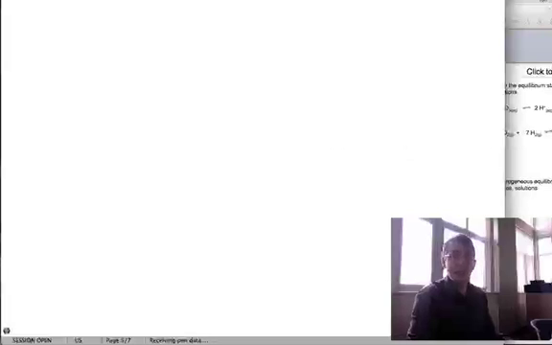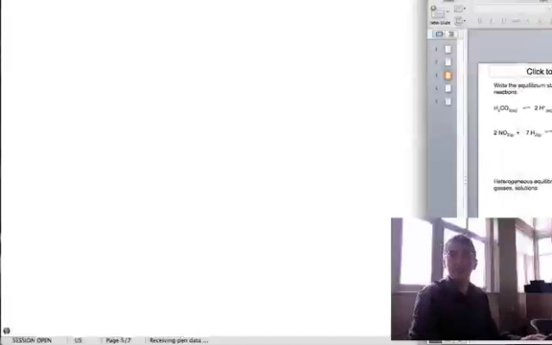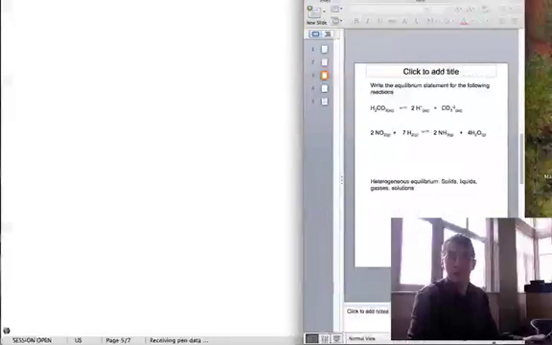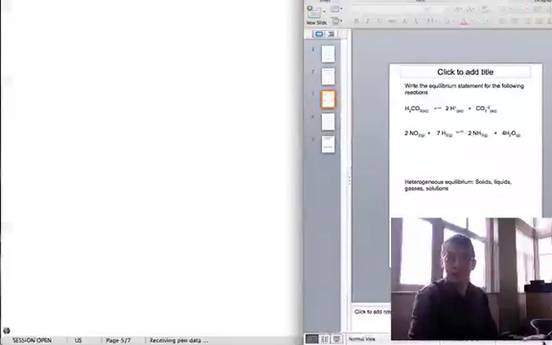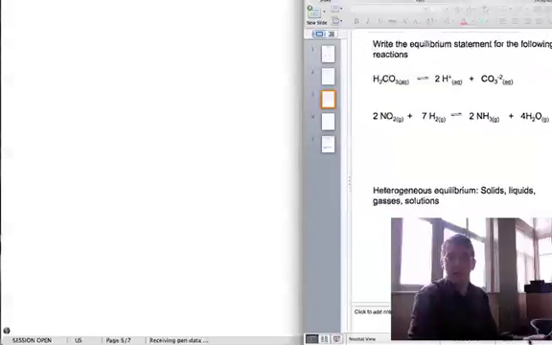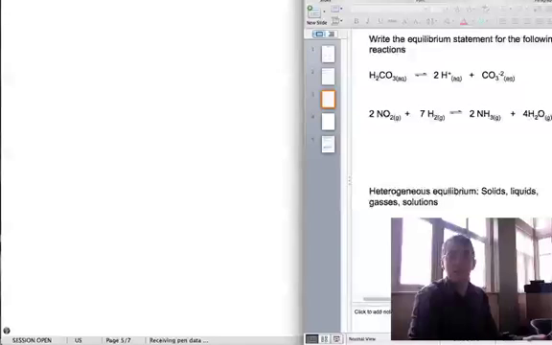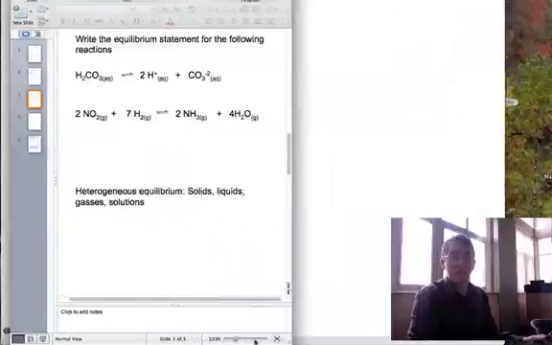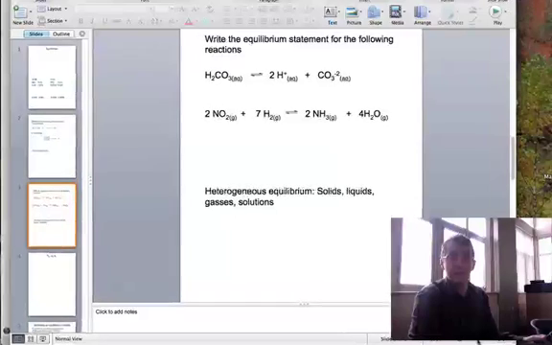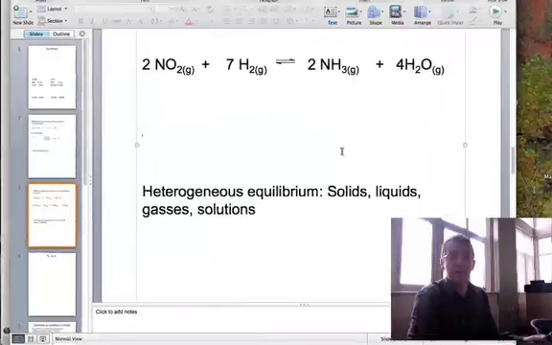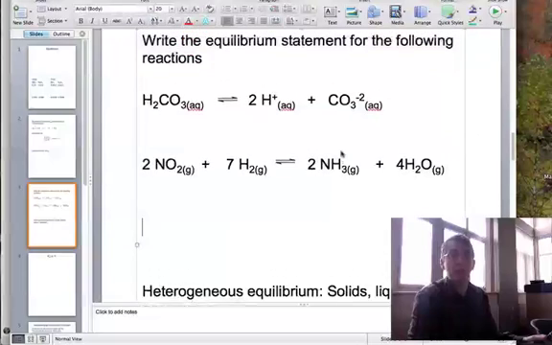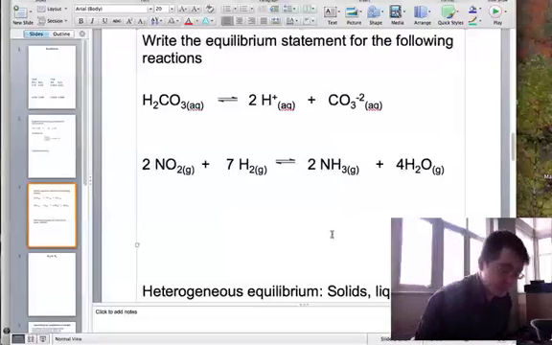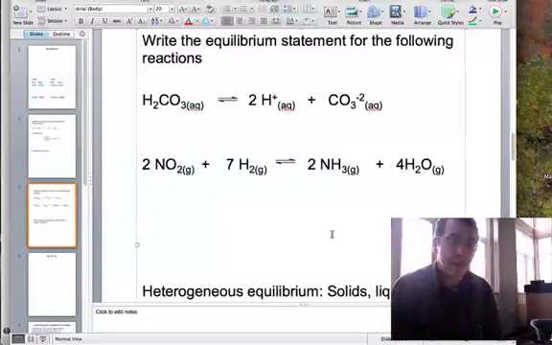Write a couple generic equilibrium statements. So let's take a look at an equilibrium statement. Let's write an equilibrium statement for the following. We have two reactions shown. Let's write the equilibrium statement for each. You can write this as Kc or Kp, I don't know.